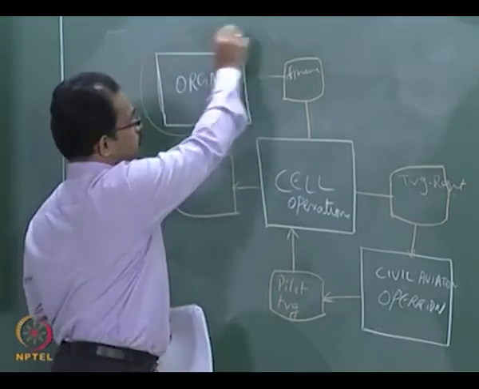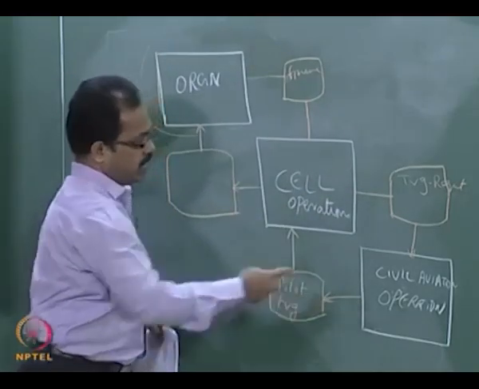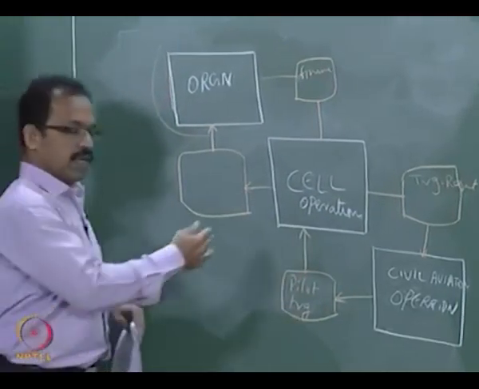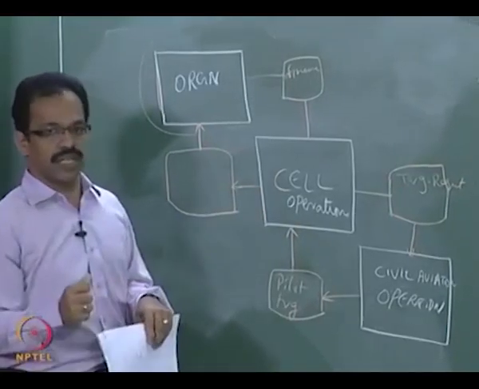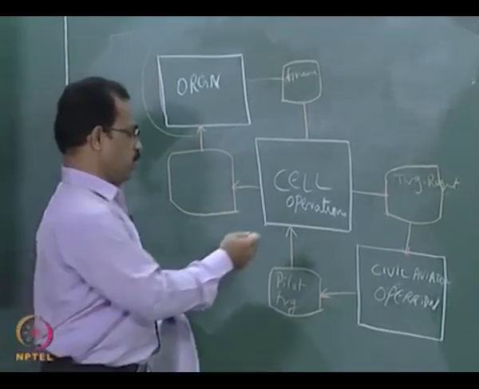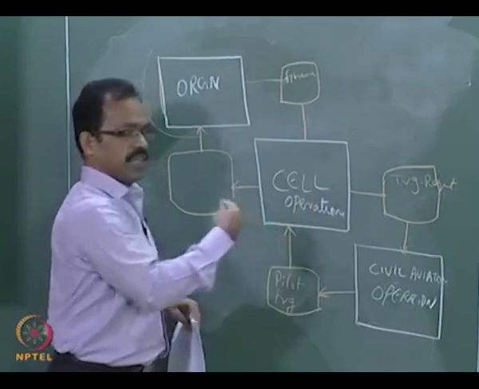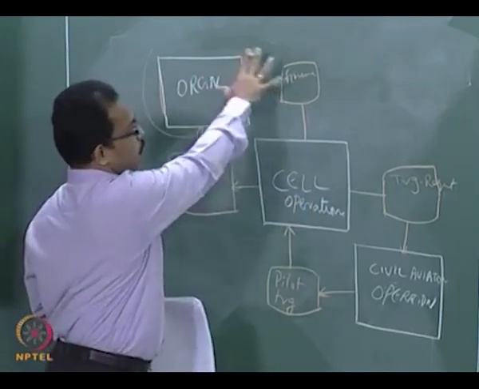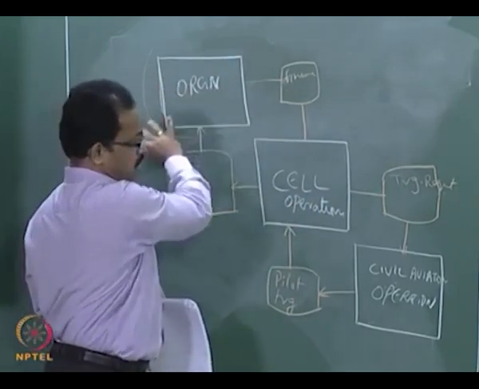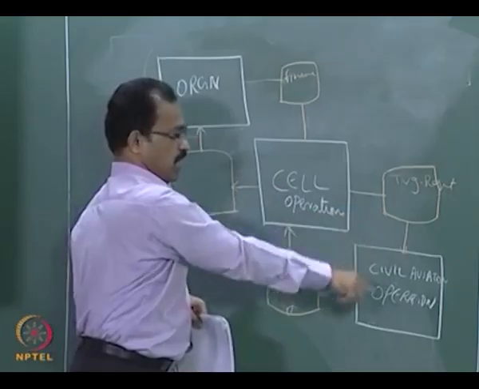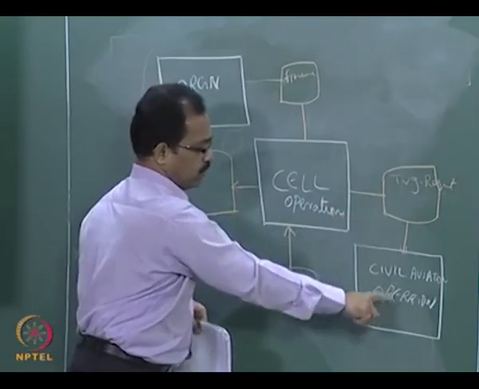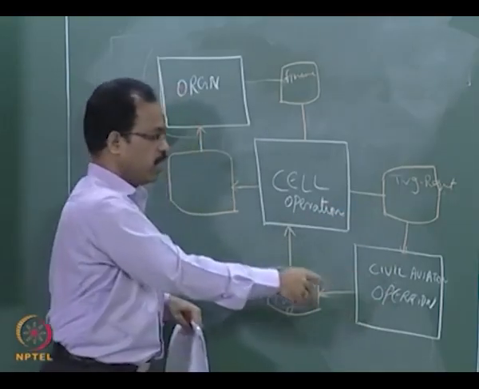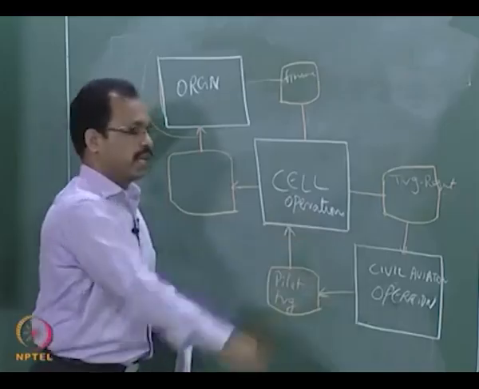So this loop was completely away from this loop, and that is one of the reasons why nobody could trace these cells, or identify the people who are undergoing training and what is their intention, because there was no direct interaction between the main organization and the cell operations, and only the cells were really interacting with the civil aviation operation.